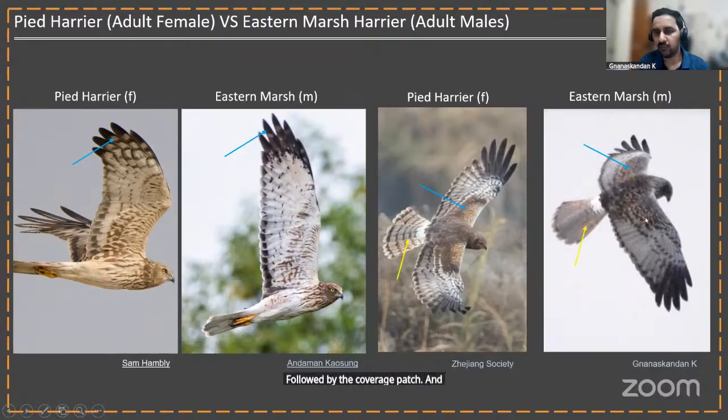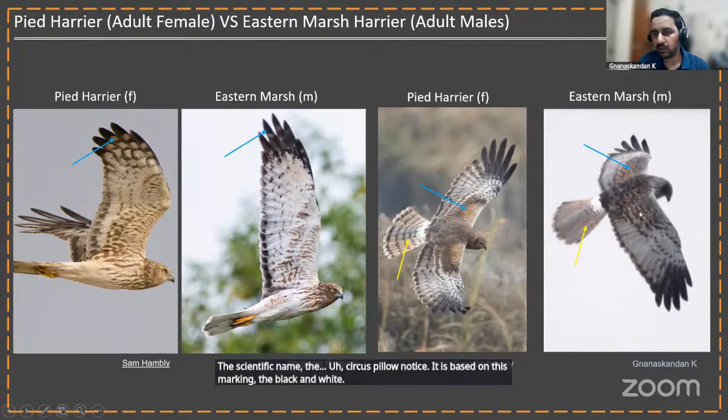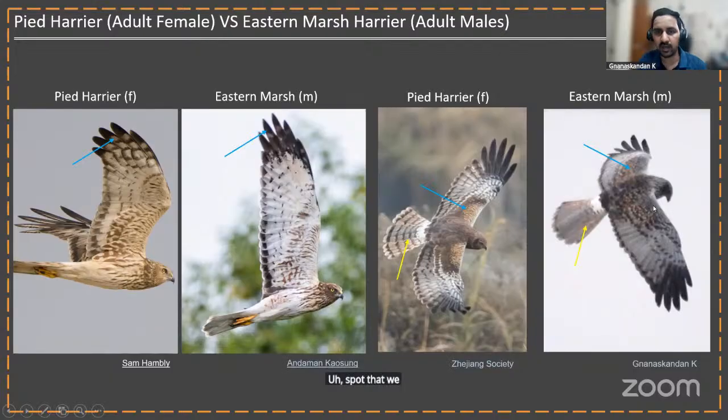And if you see the Eastern Marsh Harrier, the scientific name, Circus spilonotus, it is based on this marking, the black and white spots that we have. Based on that only, the binomial name is named.